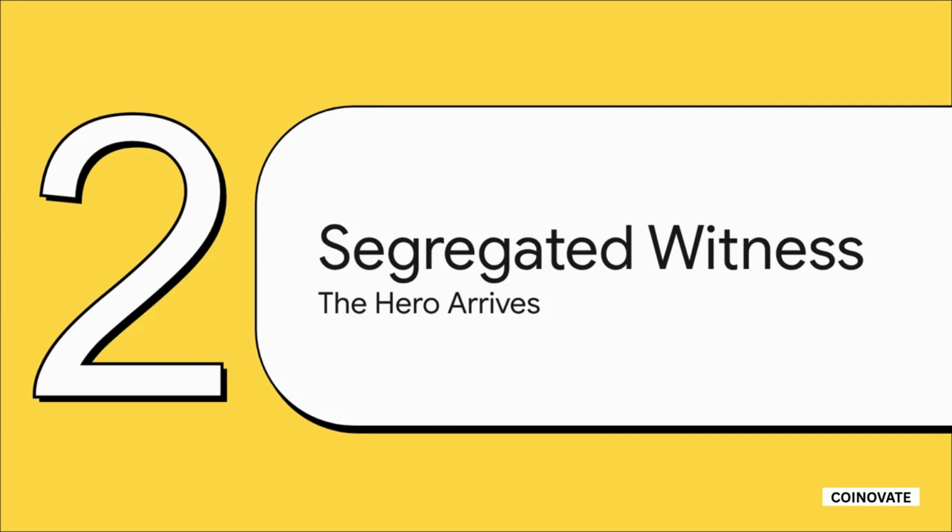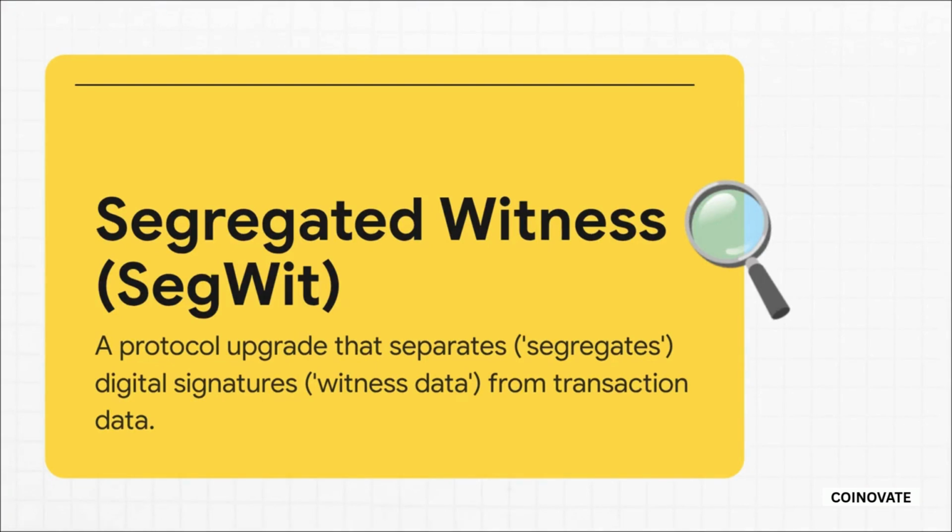And that's when segregated witness enters the scene. This really elegant, but yet deeply controversial, proposal to finally slay that malleability dragon. The name pretty much says it all. Segregated witness, or SegWit, is just a protocol upgrade that does one simple thing. It separates, or segregates, the digital signature, which is also called the witness data, from all the other transaction info. That's it. That's the core idea.